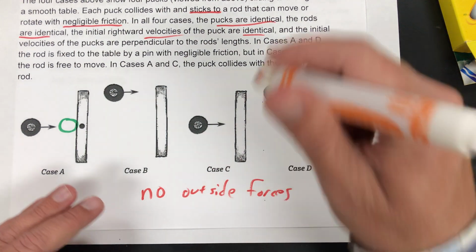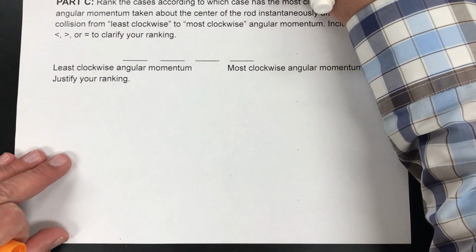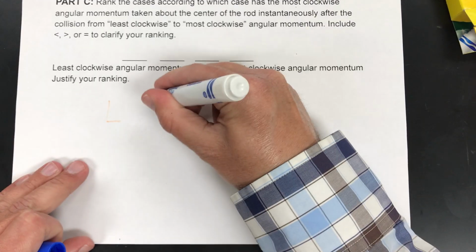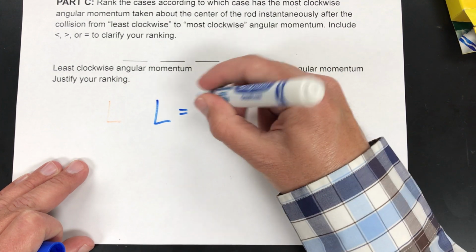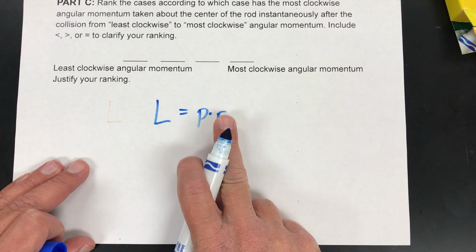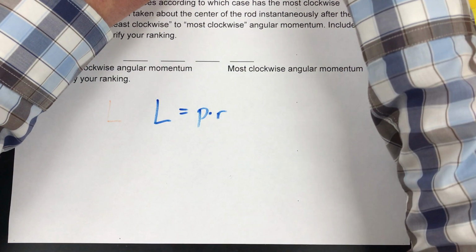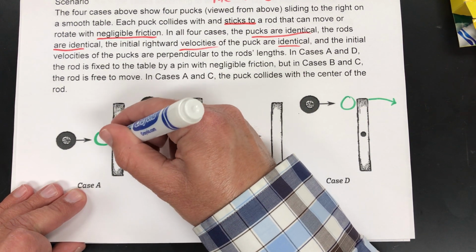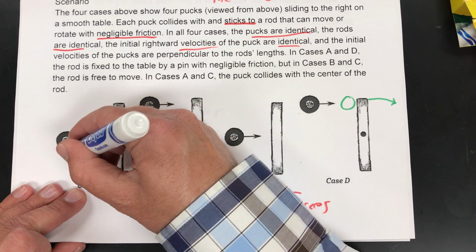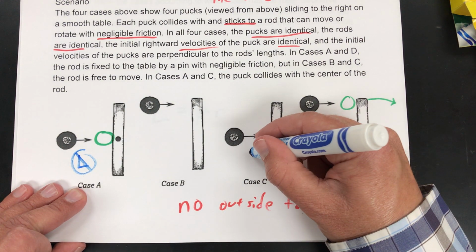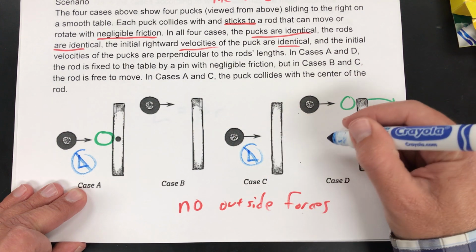But the difference here is we need to recall that to get angular momentum from something that is going straight, we need to take its linear momentum times the distance from the pivot point. So let's look at that with reference to this. Well, this one doesn't have any lever arm. The puck's headed straight towards the pivot point, so this one does not have any angular momentum. Same thing with C here. C does not have any angular momentum.